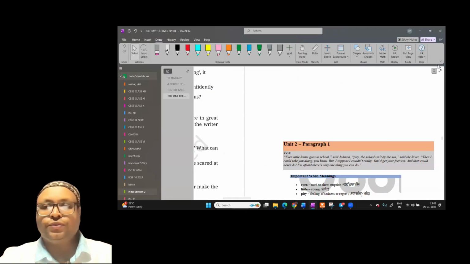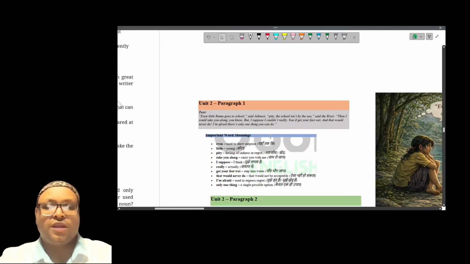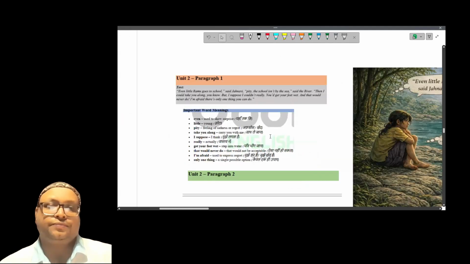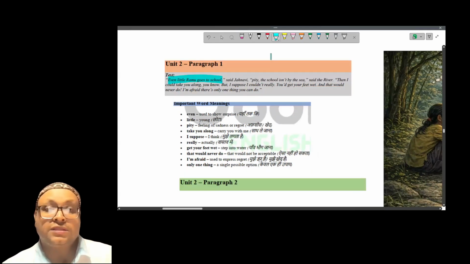So let's get to the chapter again. Unit 2 we shall start right now. What is in Unit 2? Look, even little Ramu goes to school, she is complaining a little, said Jahnavi. Ramu also goes to school. Pity the school isn't by the sea.